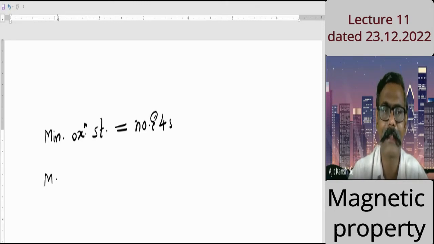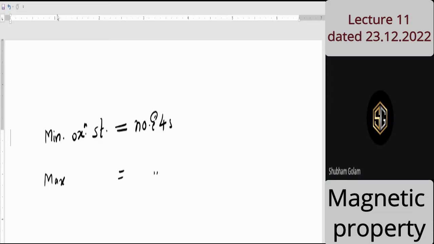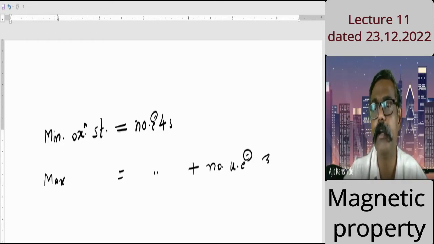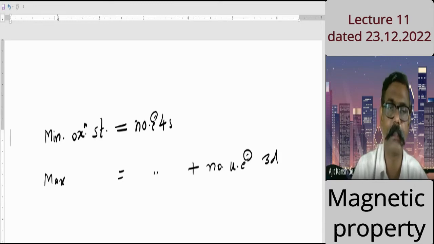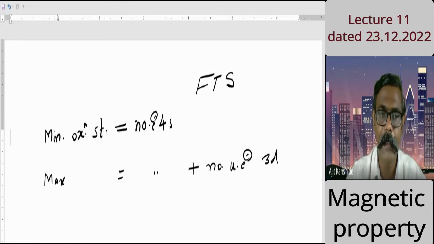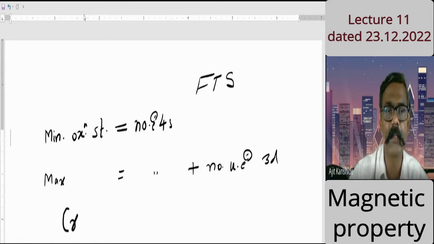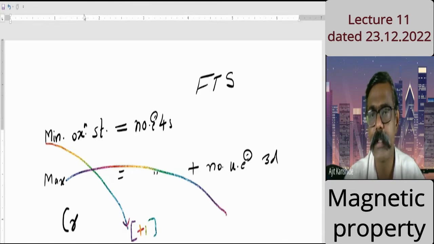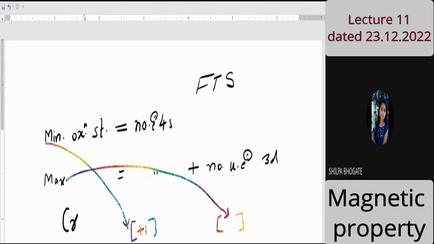And what about the maximum oxidation state? Number of electrons in 4s orbital plus number of unpaired electrons in d orbitals. That's the 3d orbital. It is especially for the first transition series. So if I take the example of chromium, what's the minimum oxidation state for chromium? +1. And what's the maximum oxidation state for chromium? +6. Very good.